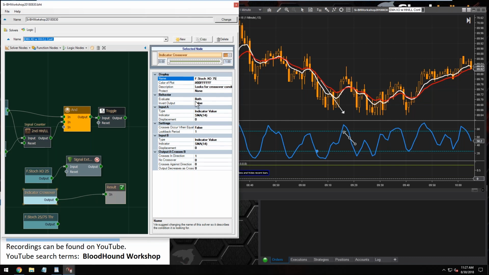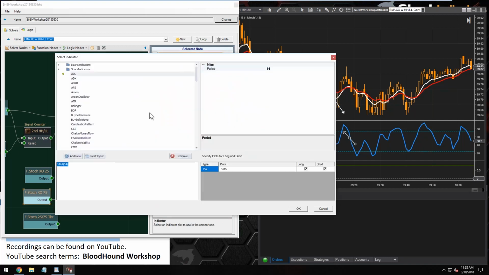All right. And so since this one is looking to cross the 75 level, we're only interested in the short output here. So we'll set our evaluate to short only. All right, so now input A, that's our Fast Stochastics.